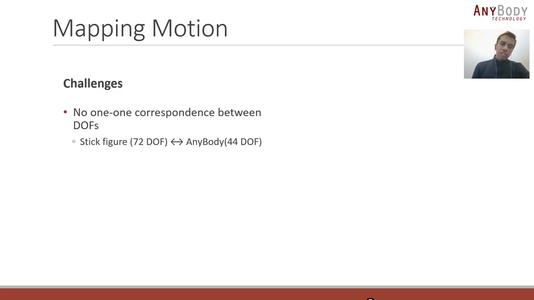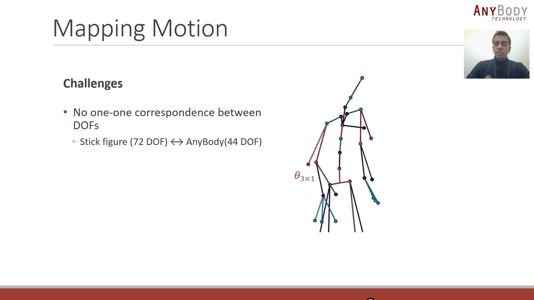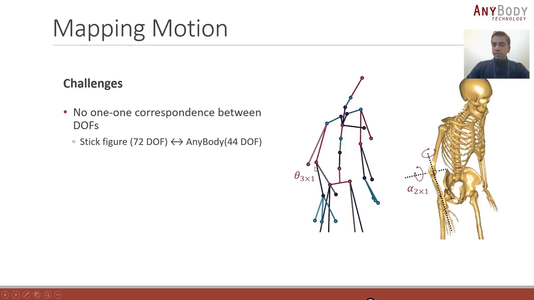So to highlight this challenge further, the main problem boils down to the fact that there isn't exactly a one-to-one correspondence between the degrees of freedom of the stick figure model and the AnyBody model. If, for example, we took the elbow joint, we can see that the stick figure elbow has 3 degrees of freedom, while the AnyBody elbow only has 2 degrees of freedom. So there is no way that you can actually take the trajectories for these three thetas and set them to be equal to the two alphas.